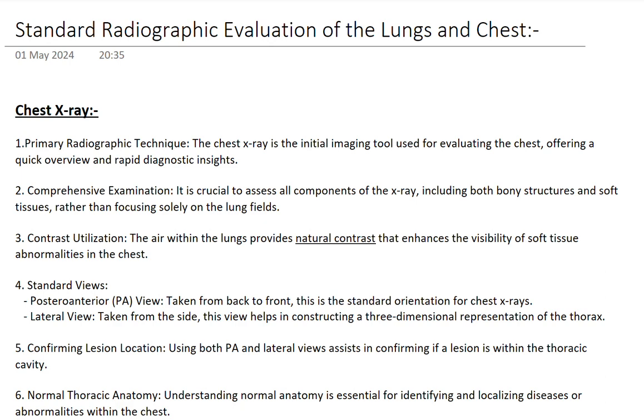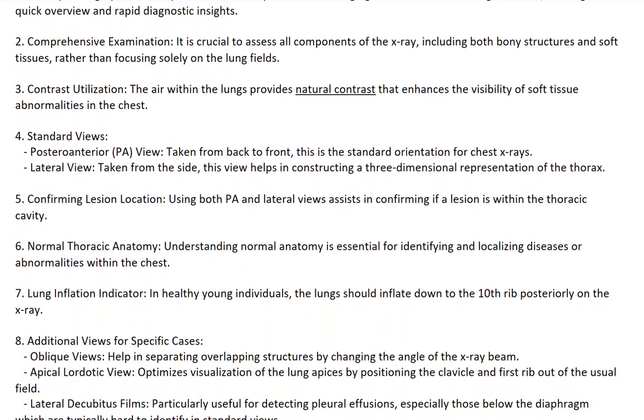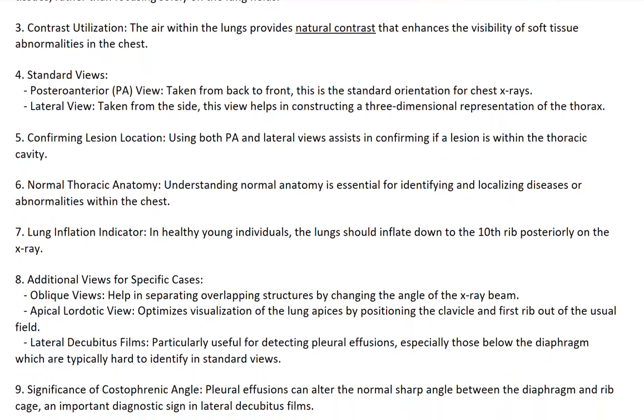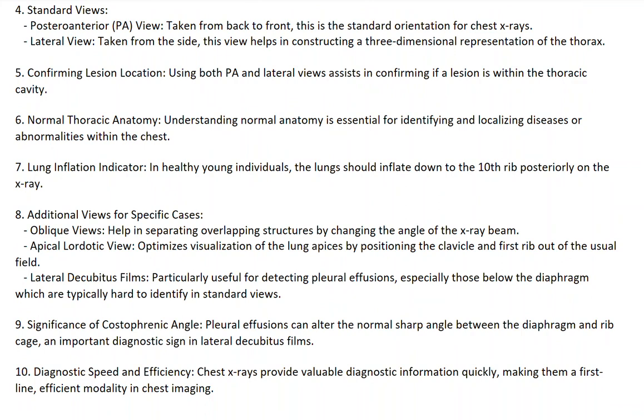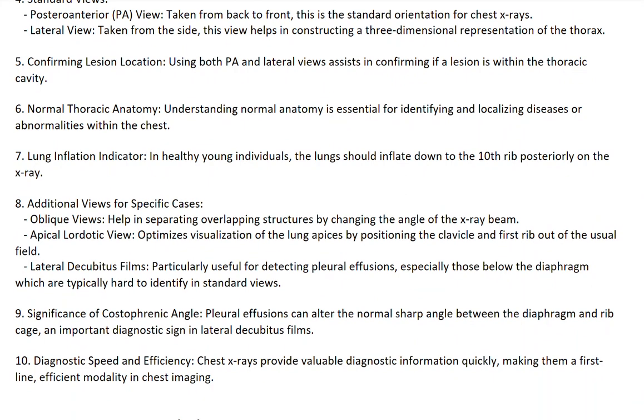6. Normal thoracic anatomy. Understanding normal anatomy is essential for identifying and localizing diseases or abnormalities within the chest. 7. Lung inflation indicator. In healthy young individuals, the lungs should inflate down to the 10th rib posteriorly on the X-ray. 8. Additional views for specific cases.